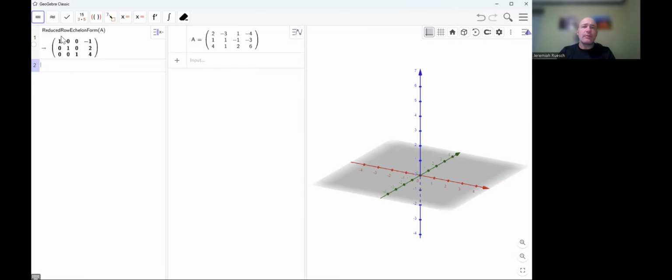Again, this is the Gaussian elimination. We have our diagonal of ones. This is kind of like the identity matrix. We have -1, 2, and 4, which is exactly what we found when we solved it by hand earlier.